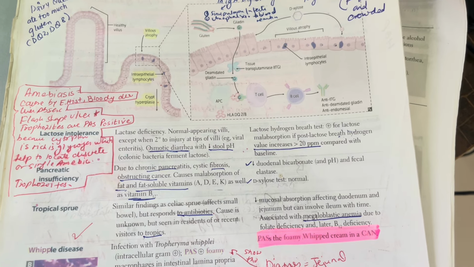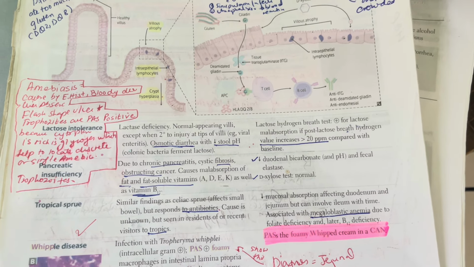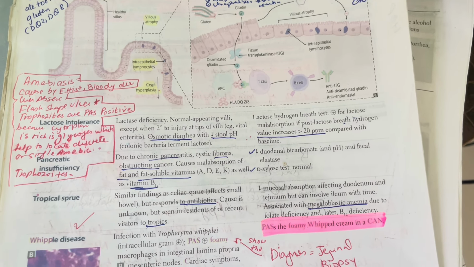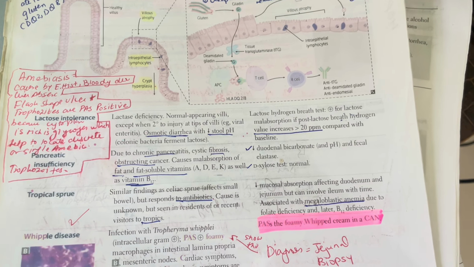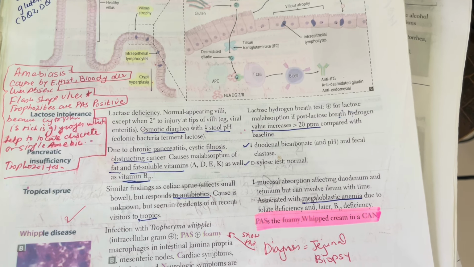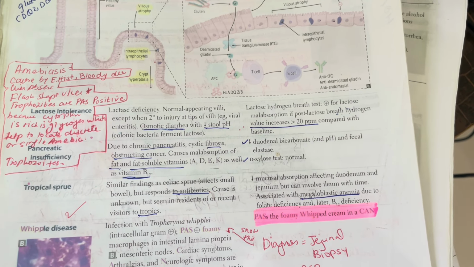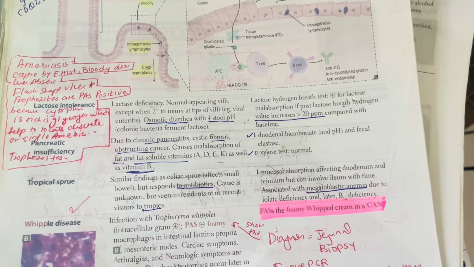If we talk about lactose intolerance, that is actually lactase deficiency. The villi are normal, but it could be secondary to a viral infection. In lactase-deficient lactose intolerance, there is osmotic diarrhea with decreased stool pH, and the lactose hydrogen breath test is usually positive, that is more than 20 parts per million.